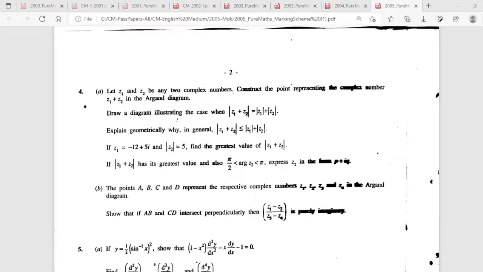Now next part, now you are given 4 points A, B, C and D, representing complex numbers C1, C2, C3, C4. Now you have to show if AB is perpendicular to CD, then C1 minus C2 over C3 minus C4 is purely imaginary. How do you show that?